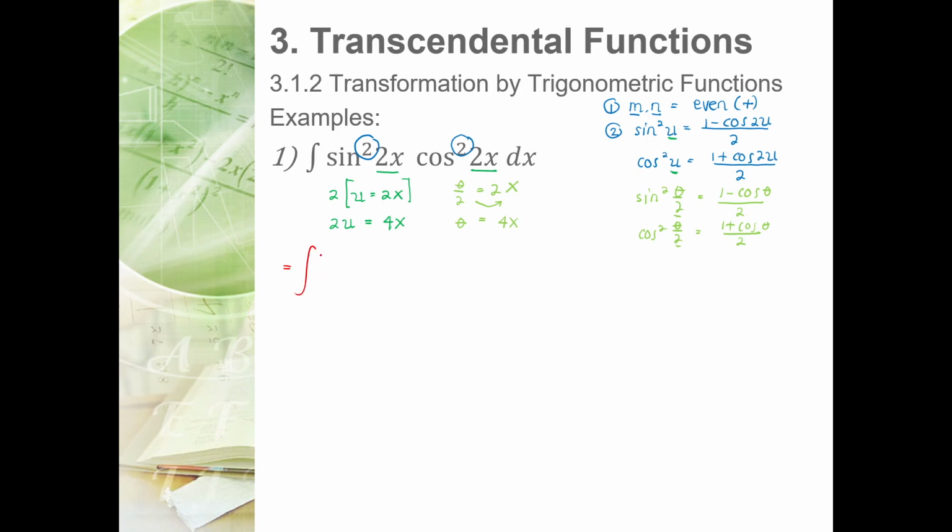Okay, so now we replace with 1 minus cosine 2u first over 2. So 1 minus cosine 2u, or theta, that's 4x. Then the other one is 1 plus cosine 4x all over 2.